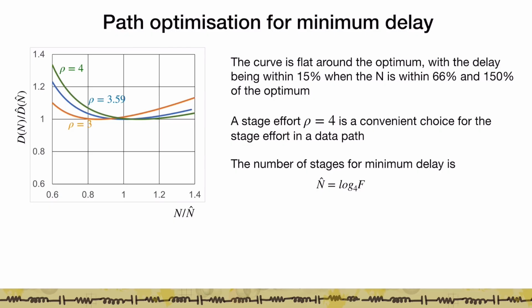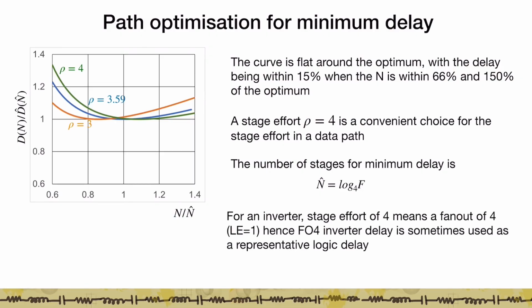So the number of stages required for a minimum delay is just given by log to the base 4 of the electrical effort delay. That is, we design the path in such a way that every stage has an effort delay of 4, and then we would be achieving the fastest circuit, or in other words the delay being minimum at that point. So this stage effort of 4, that is an inverter with a fanout of 4, sometimes becomes a representative of the delay in logic in a given technology. So sometimes we use FO4 inverter delay as a metric when comparing across various technologies.